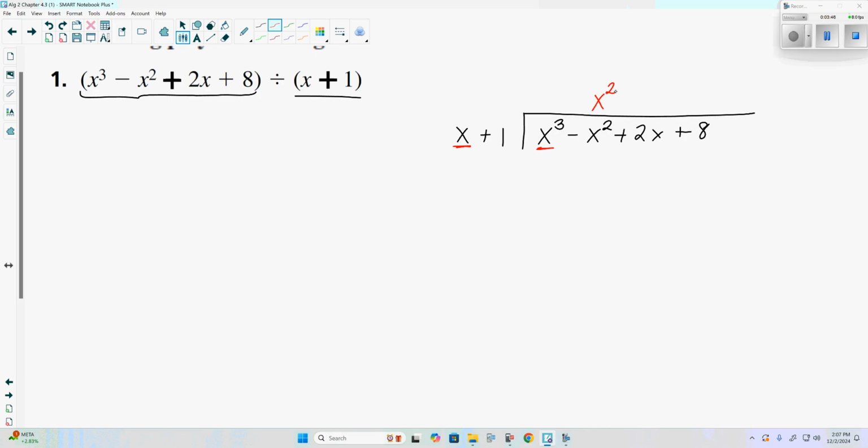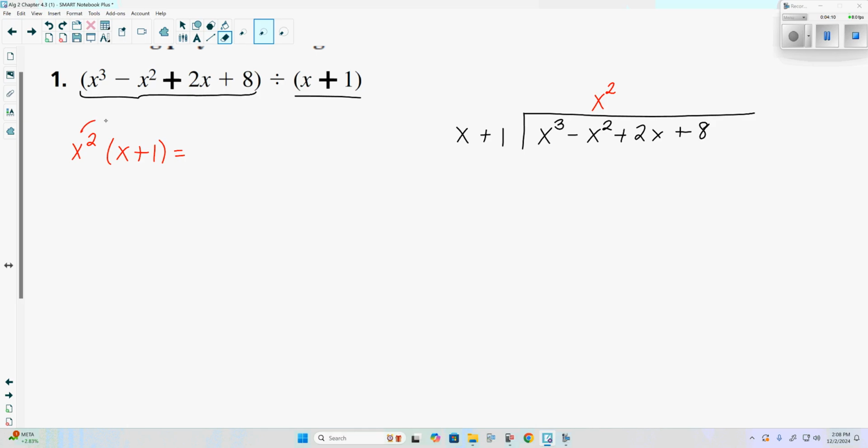And we're going to put it over the x squared term, because x squared times x will give us x to the third. It'll cause that first term to cancel out. Now we're going to take that x squared term and multiply it by our expression outside of our division symbol. So we're going to multiply our x plus 1 by x squared.